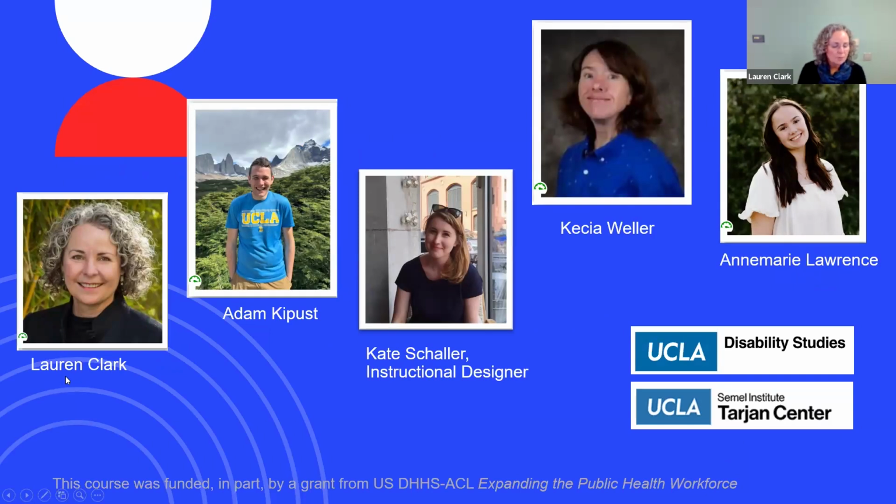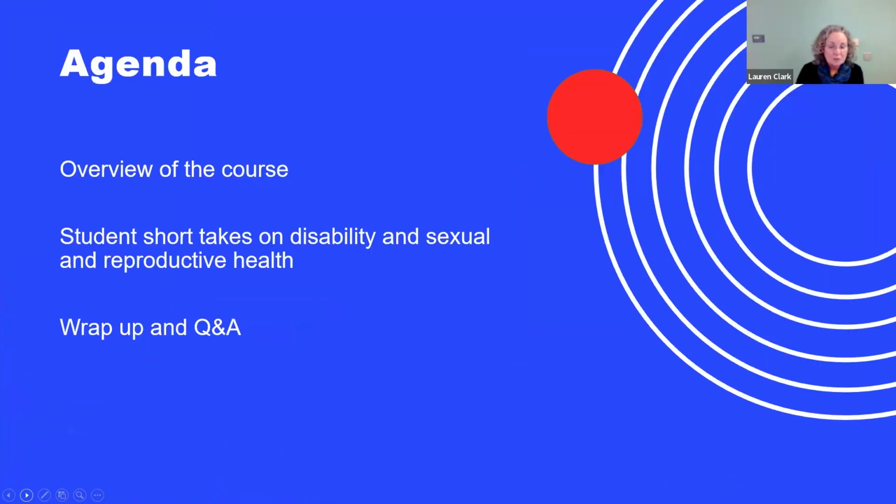This is a course that was funded in part by a grant from the U.S. Department of Health and Human Services Administration on Community Living. It was designed by myself in collaboration with Adam Kippust, who came to class once. He's a soon-to-be medical student at University of Miami, and he just finished a disability studies minor here at UCLA. We also worked with Kate Schaller, an instructional designer, and Keisha Weller. And Keisha, as you will see in just a moment, was instrumental in making our unfolding case study, which was our learning experience throughout the quarter, come alive. Anne-Marie Lawrence joined us, and she is a child of deaf adults, and as a native sign language speaker and aspiring ASL interpreter, she came to class and helped us with all of this. So many thanks to the Disability Studies Department, the Tarjan Center, and the federal government for that grant.